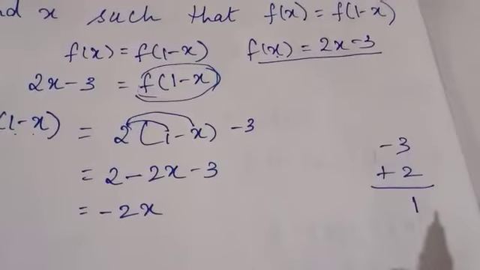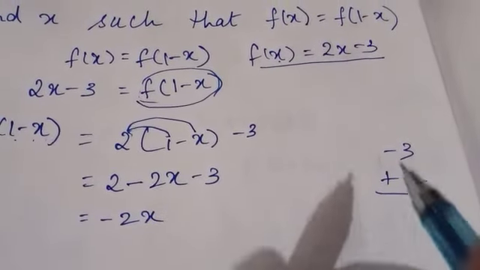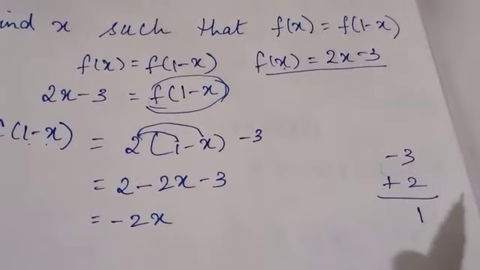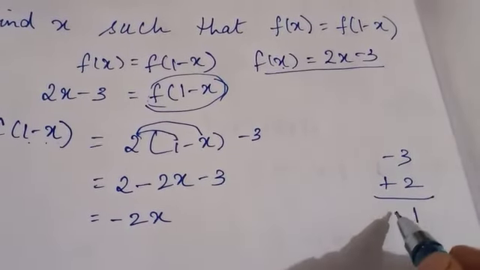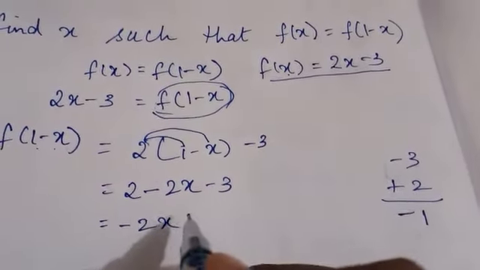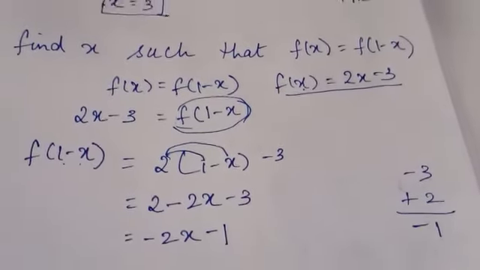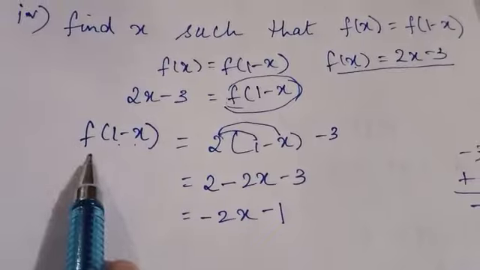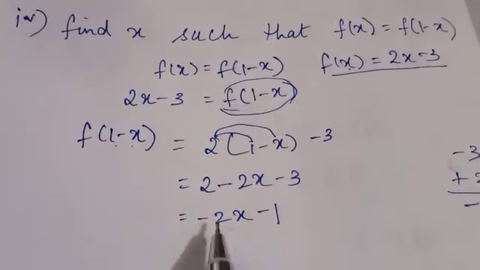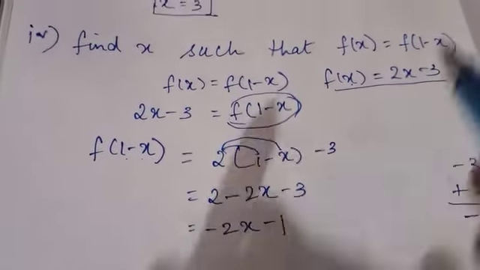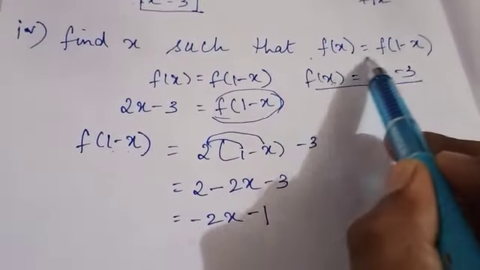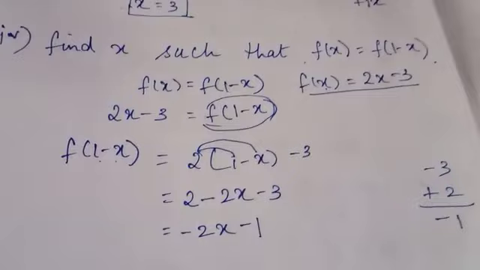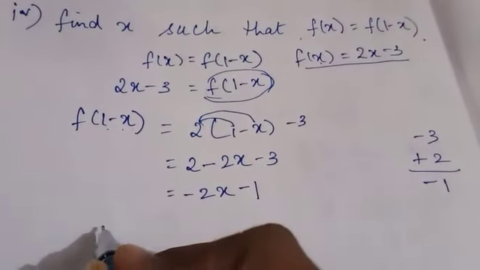So after subtracting, what we have to check is the greater number's sign, right? So our greater number here is 3. So the sign for 3 is minus. So I'm writing minus 1. So the answer is minus 1. Yes. So now we have found the value of f of 1 minus x, that is equal to minus 2x minus 1. So now what we have to find: f of x is equal to f of 1 minus x. So I'm writing it here.